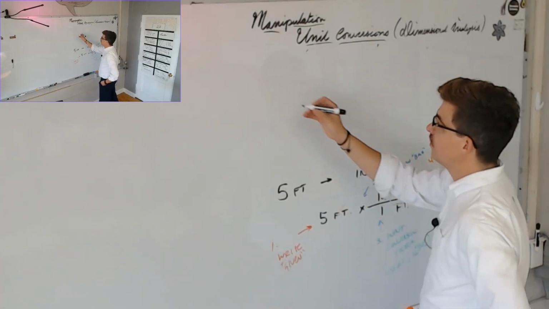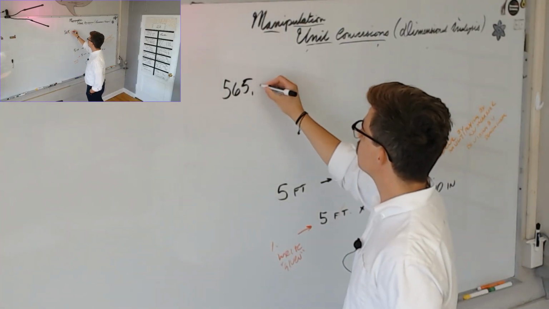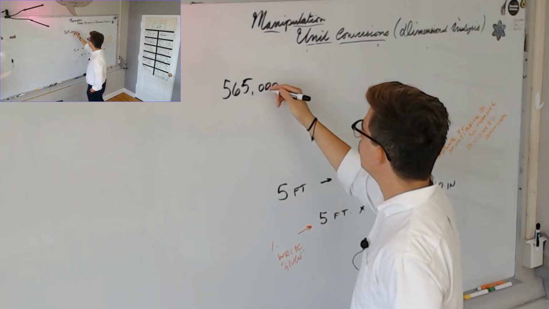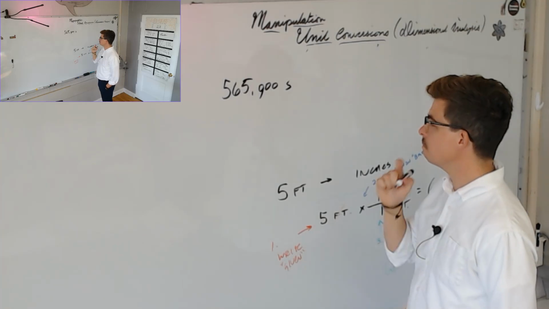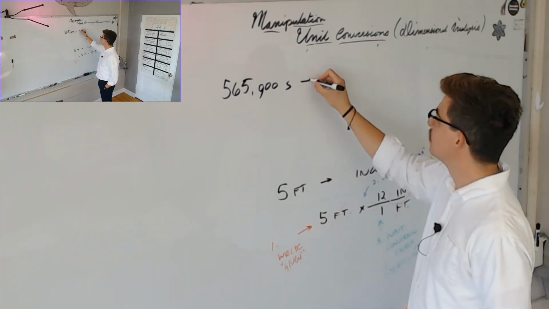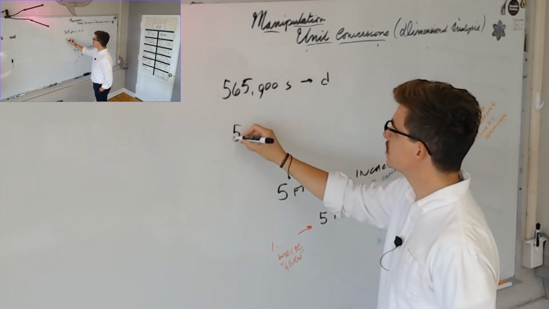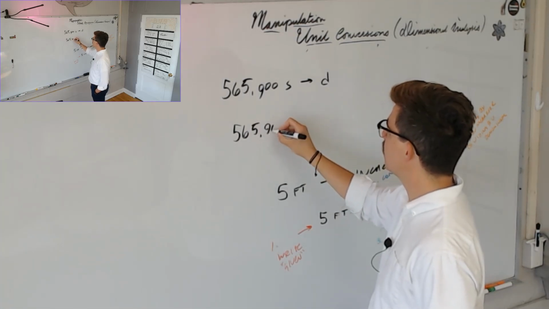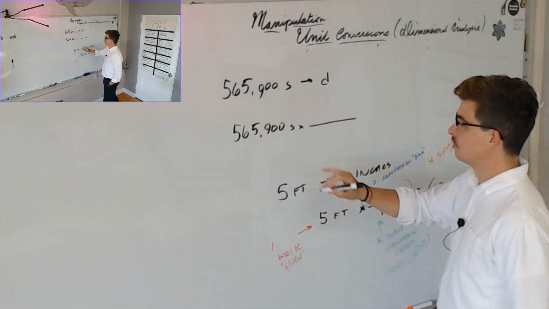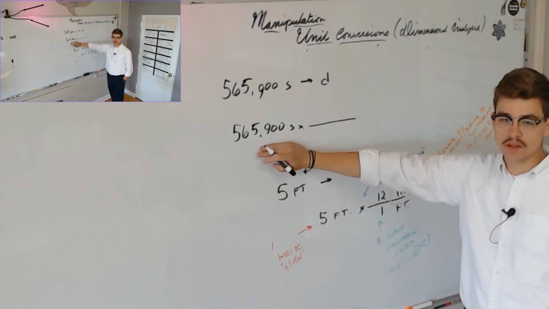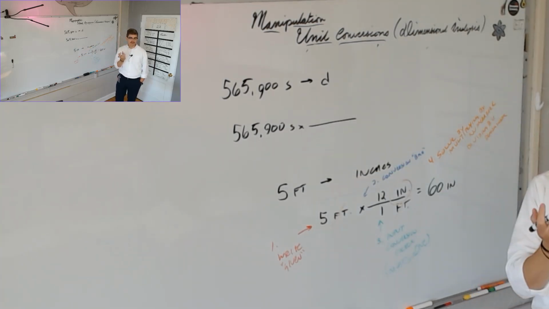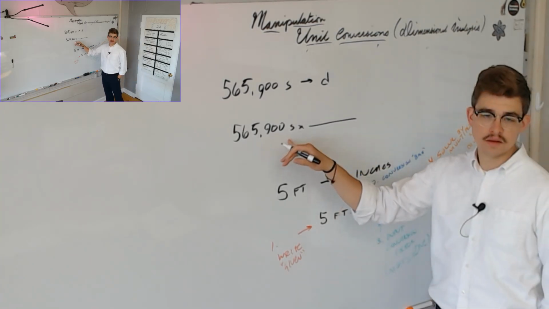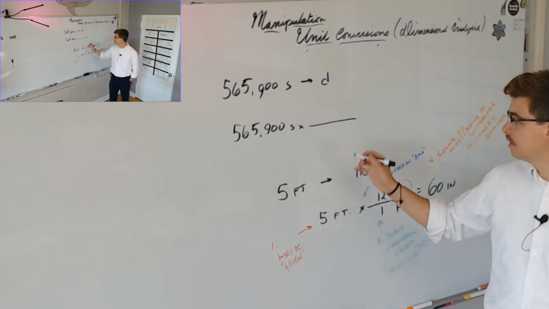So you said 565,900. Oh, sorry. Heavens, 900 seconds, and you want to convert it into days. Yep. Okay, well, let's do it. 565,900 seconds. Conversion bar is step 2. Okay, so I wrote the given in step 1. Conversion bar is step 2. What unit do I want to get rid of? Seconds. And it's in the numerator, so I need to put it in the denominator.